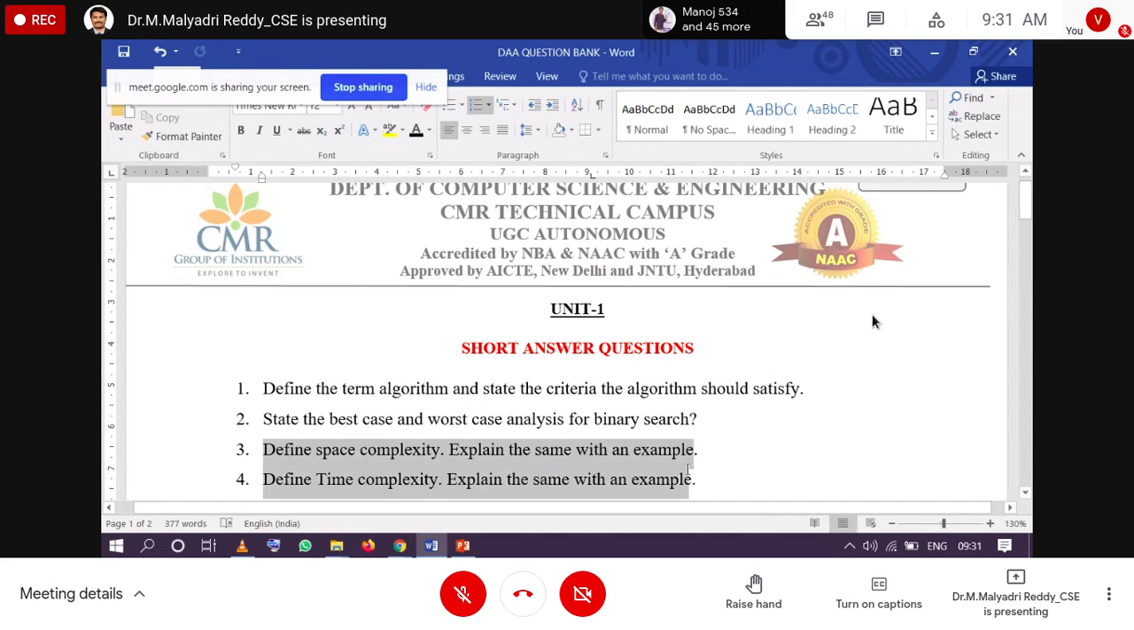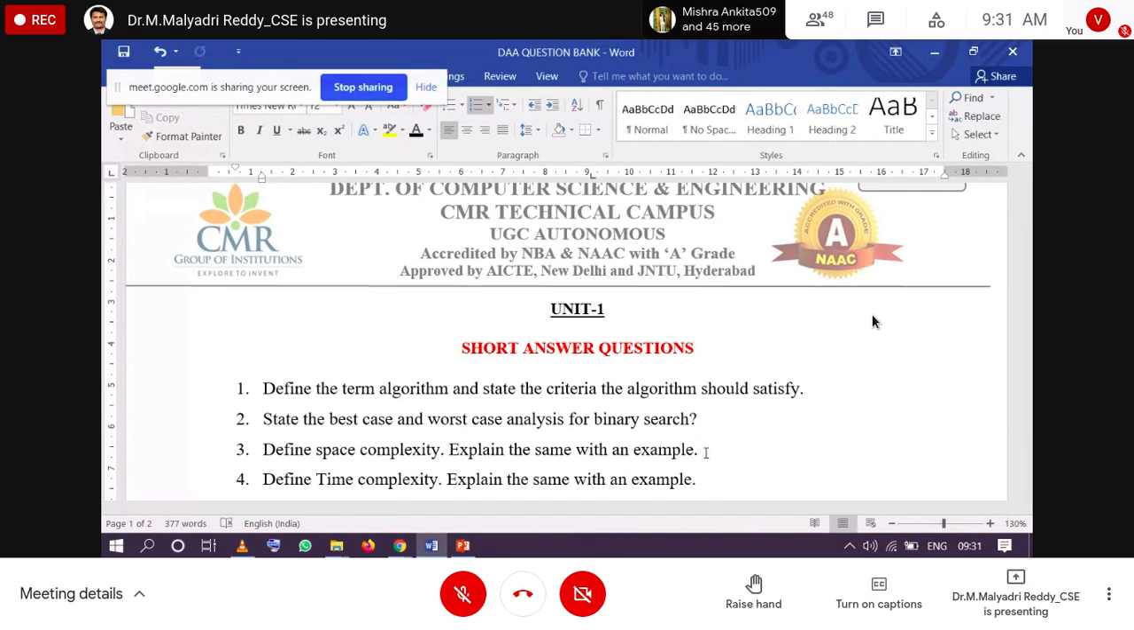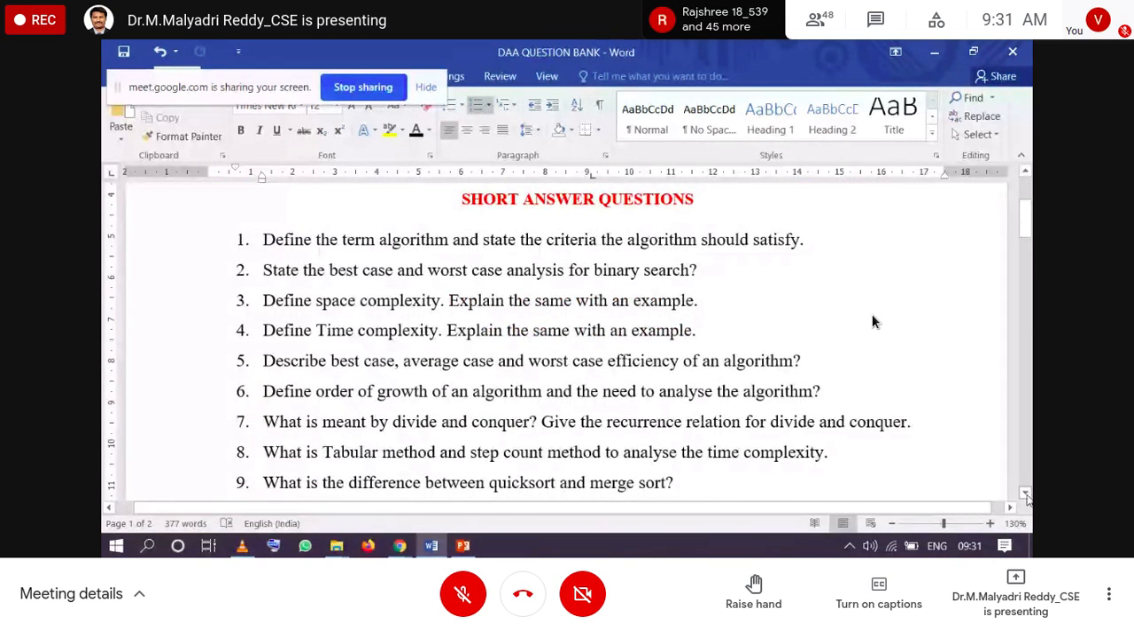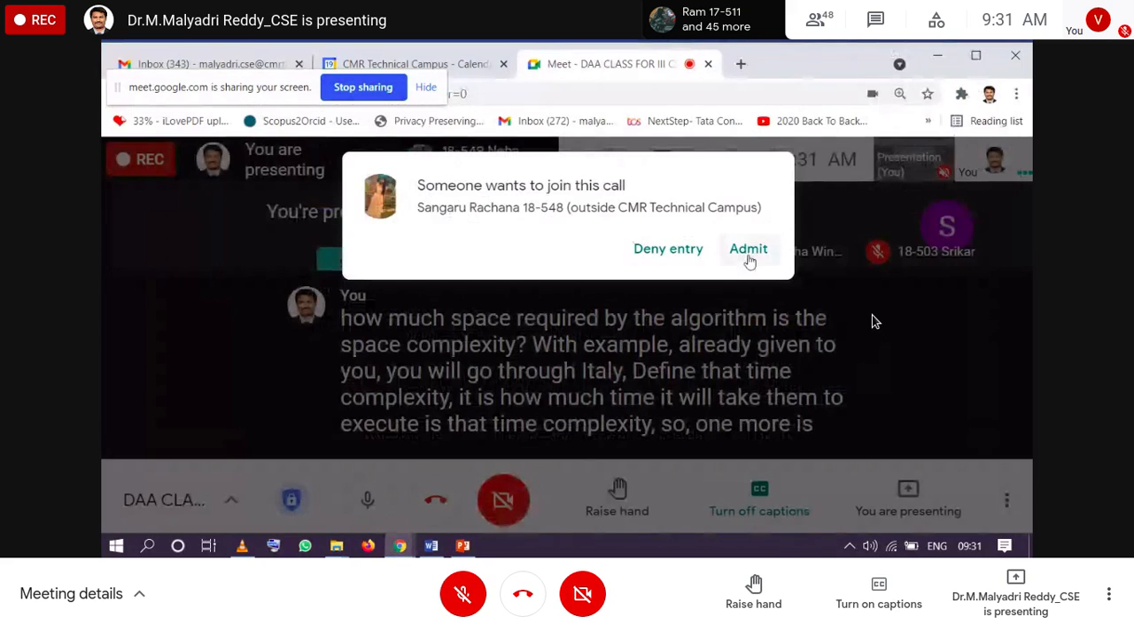Define the space complexity. An example is already given in the material. The amount of space taken by the algorithm to run, how much space is required by the algorithm, is the space complexity. With the example already given to you, you will go through it. Define the time complexity. It is how much time the algorithm takes to execute, that is the time complexity.